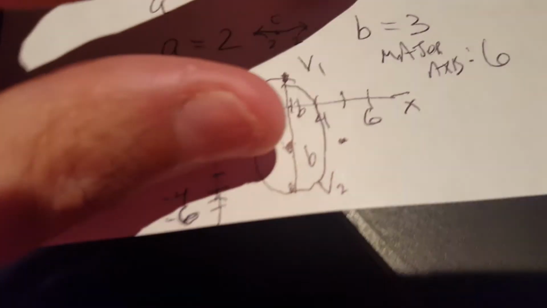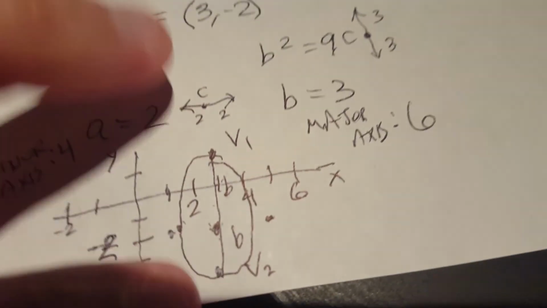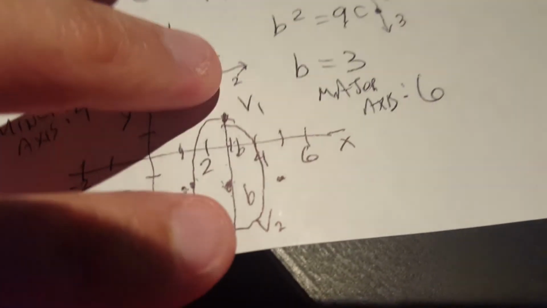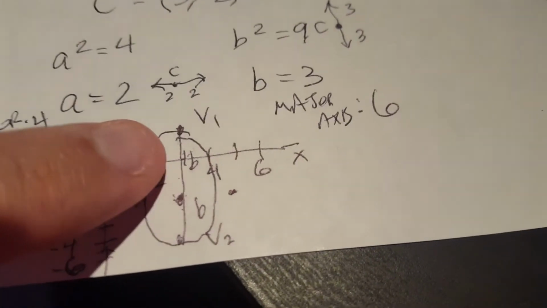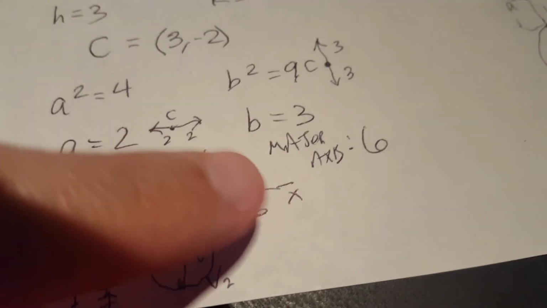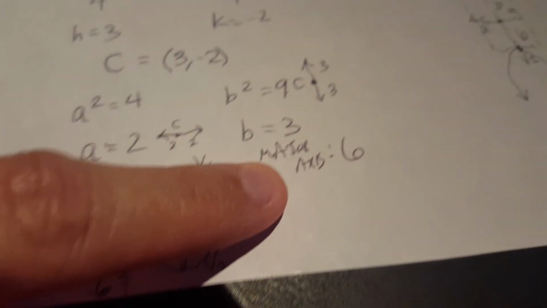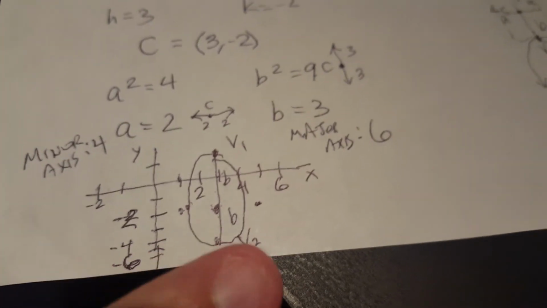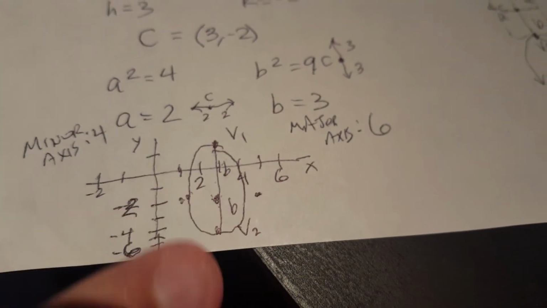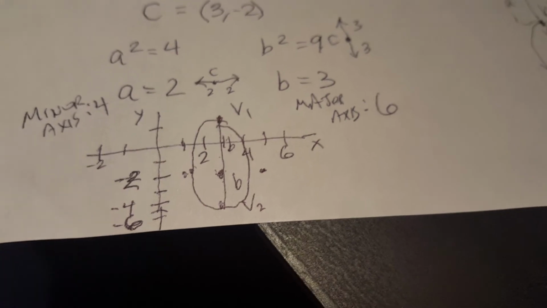So this whole thing from vertex to vertex, this is vertex 1, vertex 2, that whole thing together, which in this case is going to be b plus b, so 2b is going to be your major axis. That's why your major axis in this case is 6. Your minor axis, you're going to go right and left 2 places, so your minor axis here is 4.